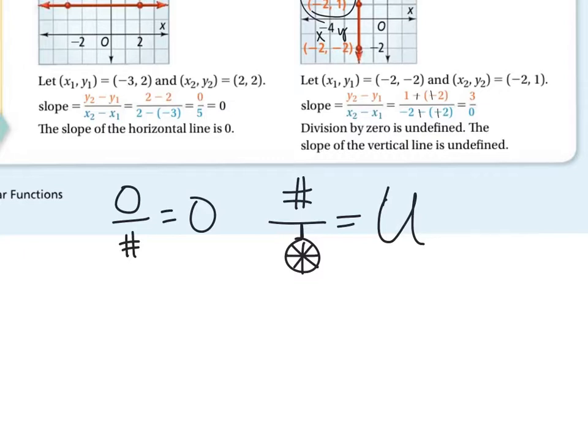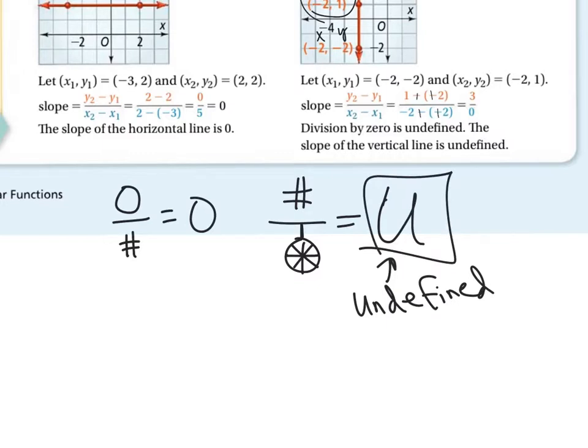And we've talked about before, math people like to have shortcuts on things and not write things out sometimes. You can actually just write the letter U to mean undefined, because it takes so long to write undefined. So if it looks like a unicycle, U, undefined. If it doesn't look like a unicycle, then slope is 0.